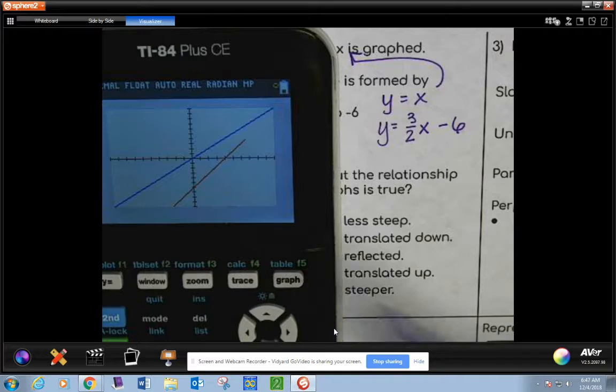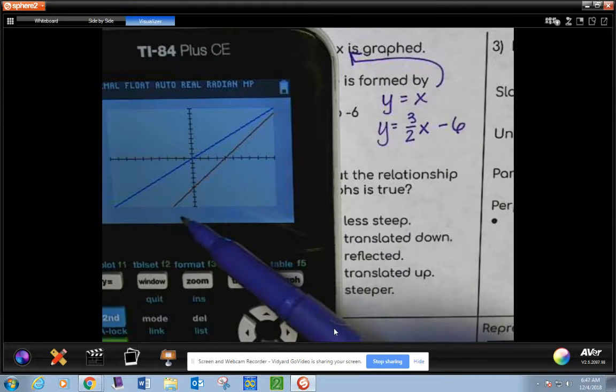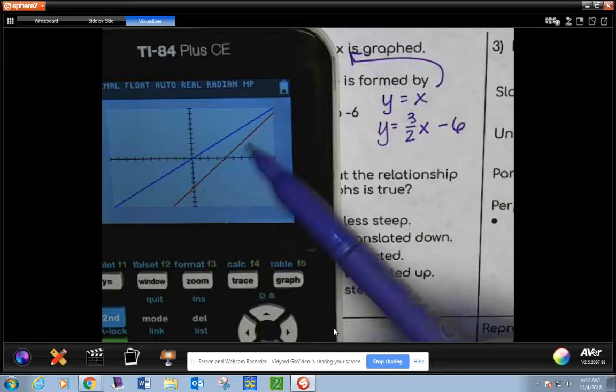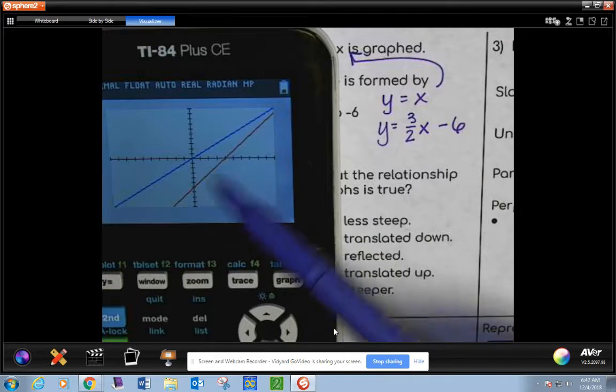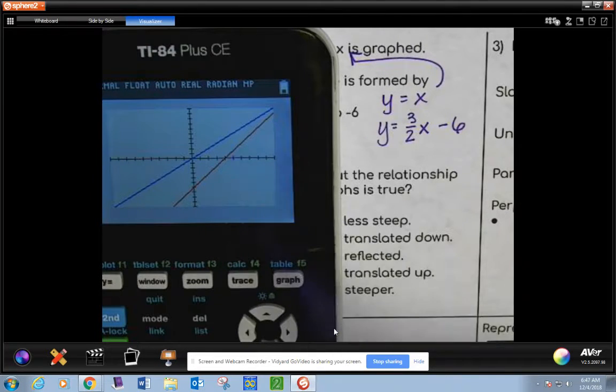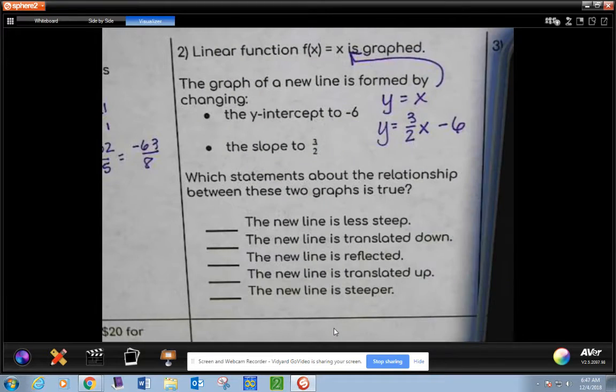Okay, so the red line, the y-intercept moved down 6. We know that for a fact. And this line looks a little bit steeper than the blue line. Like it looks like it'd be a little bit harder to run up that hill. So we're going to look at our answers over here. It says the new line is less steep.